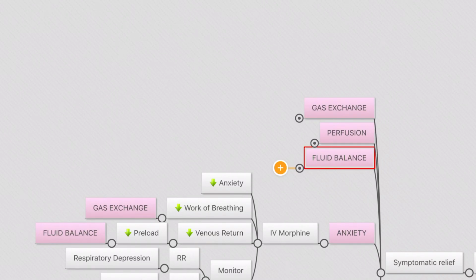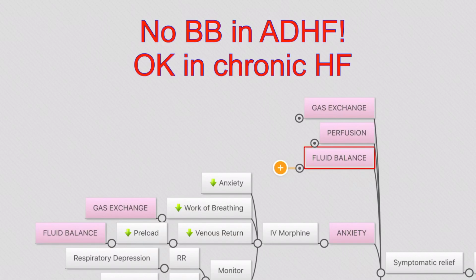Now, one last important note about symptomatic relief is you don't want to use any type of beta blockers in acute decompensated heart failure. This is not actually encouraged because a beta blocker is going to decrease contractility and slow down the heart rate, and that's not going to provide sufficient perfusion to the heart and the rest of the body.